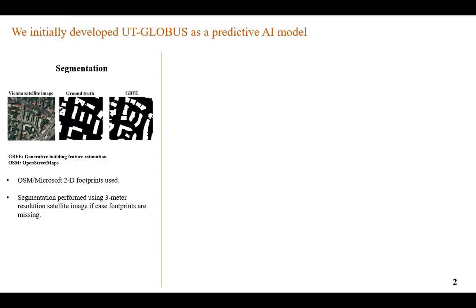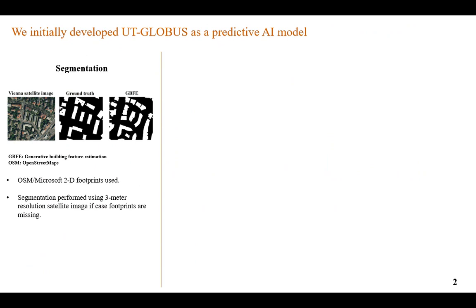So initially we started off GLOBUS about a year back as a predictive model. We initially used the Microsoft building footprints and the OpenStreetMap building footprints. But as it turns out, there are some issues with the coverage. We do not have near global coverage, and also some footprints are missing. So we developed our own segmentation algorithm where we feed in a 3 meter, rather coarse resolution satellite image, which we can use and publish.